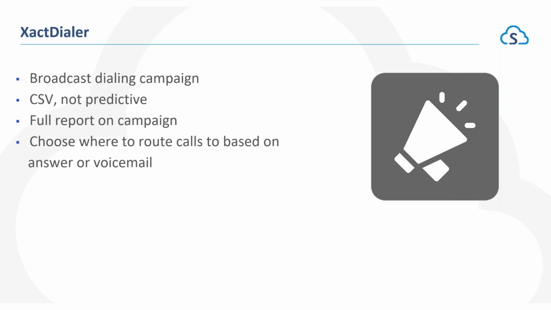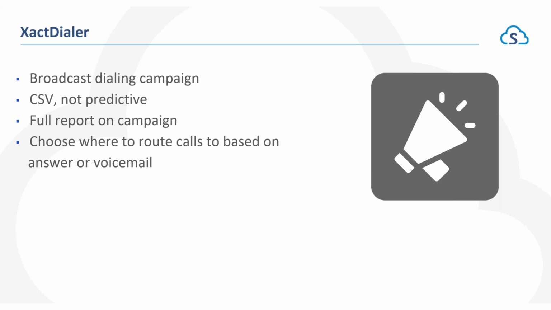And also what you can do, if someone answers the phone, you can then actually decide where that call goes. So you can play a message, or you can have it routed to a queue agent or a call group, or it also detects if the call is being picked up by a voicemail. So if you then want to play a recording, those kinds of things, with Exact Dialer, you have all those options. And you can have a full report on the campaign.